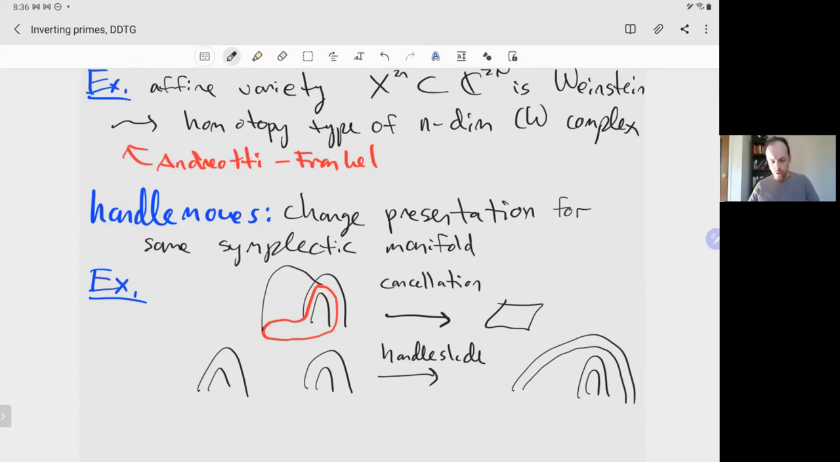And you can do a handle slide where you have two handles of the same index and one engulfs the other. And the main thing here is that even though you have the same number of handles, the attaching spheres in the contact manifold change drastically. So even though the attaching spheres are not even smoothly isotopic in general after you do a handle slide, the domains will be the same. So the point is, you start with a single presentation of your Weinstein domain, but then you can do all these moves which don't change the symplectic structure. And so you should really consider Weinstein domains up to these handle moves. It's the natural version of the quotient in this setting.